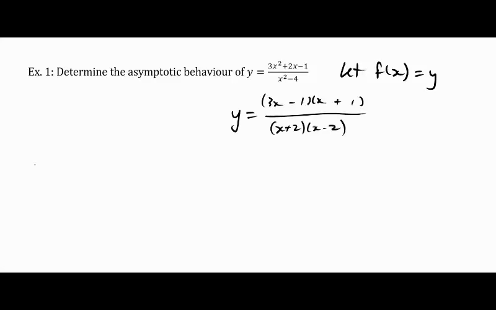Okay, so vertical asymptotes. What did we say about vertical asymptotes from our sheet? They occur when the denominator equals 0. Because I have the denominator in factored form, that's an easy thing to see. So I've got a vertical asymptote of x equals positive 2 and x equals negative 2.